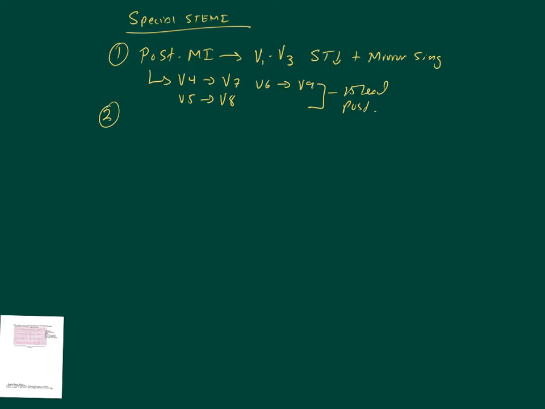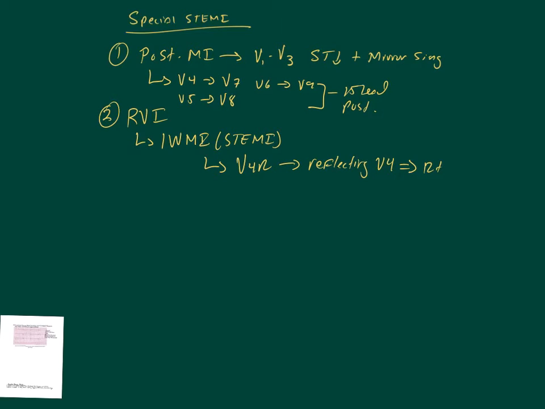And then what was the second one we talked about? There we go, RVI. And what do we generally say? What kind of STEMI is RVI associated with? So if you notice an inferior wall myocardial infarction, a STEMI, what can we do? Good. Yeah, V4R is going to be the most important one, and that is just reflecting V4 where? To the right. All right. You guys good with that? Yep. Awesome.